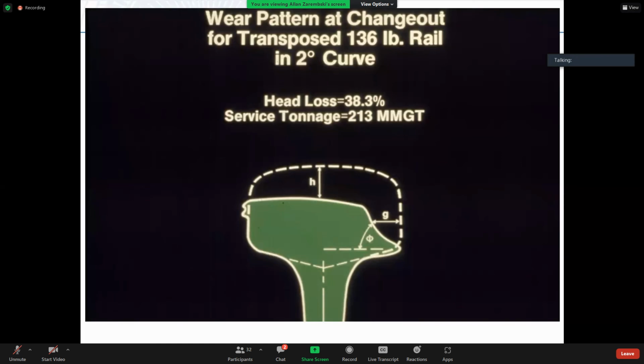Okay, so this is a continuation of last week's lecture. This was what I call Rails A, for those of you who want to find it in the notes. So we're going to spend a bunch of time talking about different failure mechanisms. The two dominant failure or replacement mechanisms for rail are wear and fatigue.